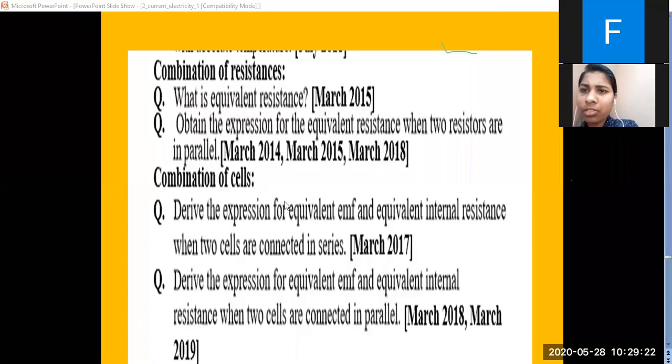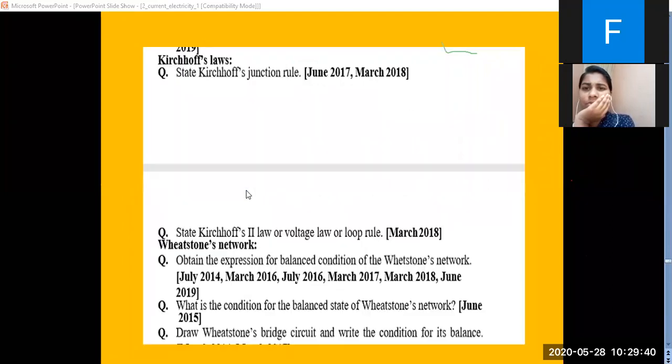So we have 4 questions here: series combination of resistances, parallel combination of resistances, and 2 questions on series connection of cells and parallel combination of cells. These are the 4 five-mark questions you can expect. And one more 5-mark question is this: state Kirchhoff's junction rule.